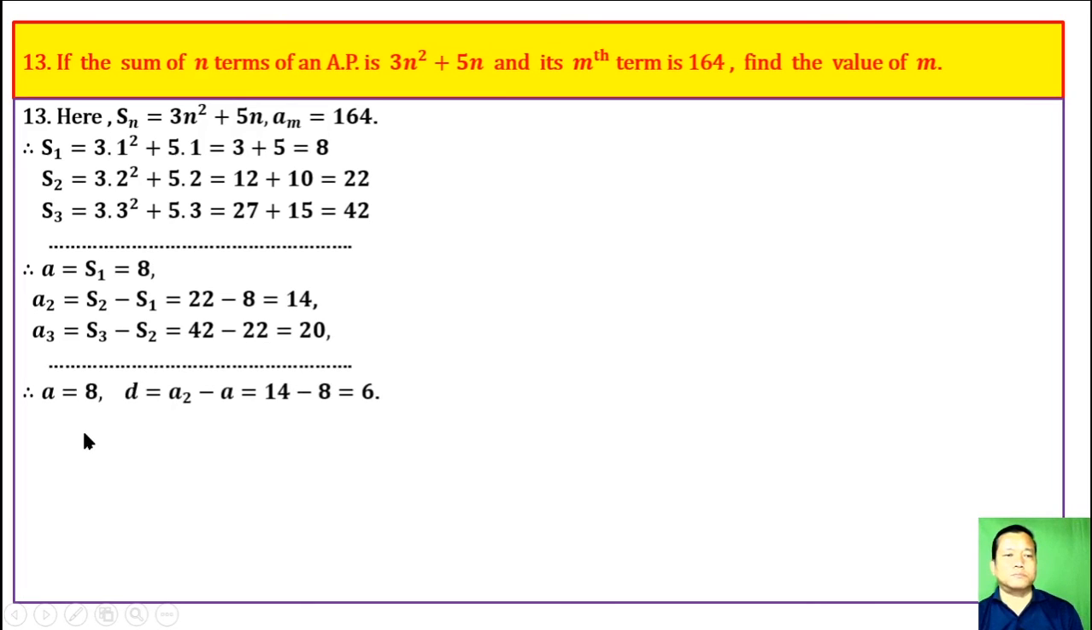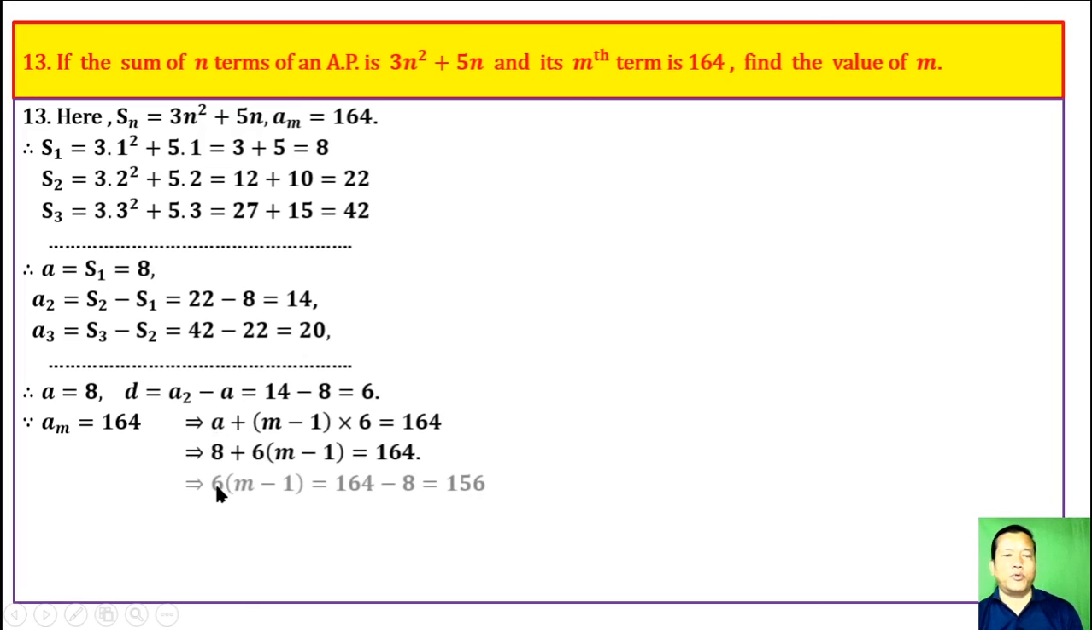And so on. Therefore, the first term A is 8, and the common difference D is given by A2 minus A1, that is 14 minus 8, that is 6. We have now found the first term and common difference. Since Am is given as 164, Am is equal to A plus (m minus 1) times D, which is equal to 164, giving A equal to 8, and solving we get m equal to 27, which is the required value of m.